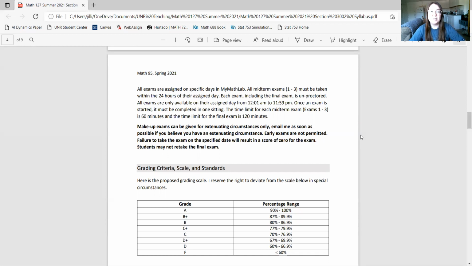So if you feel that you have one of these circumstances, you have to email me as soon as possible. If you miss the first midterm and you email me at the end of the semester saying, hey, I missed the first midterm, can I make it up? The answer will be no. You have to do it as soon as possible. So as soon as you miss that exam or anything along those lines, you need to email me and we can work something out.